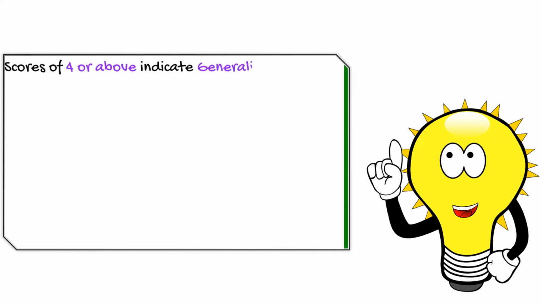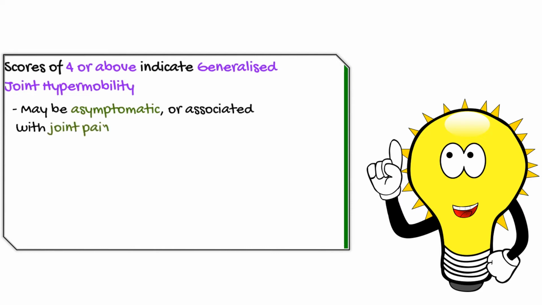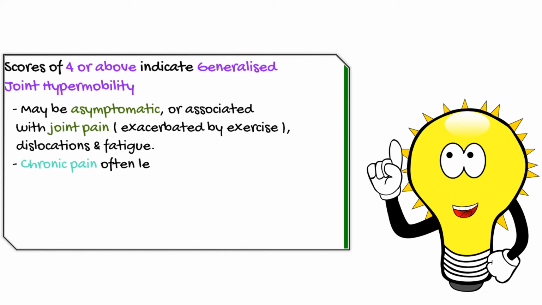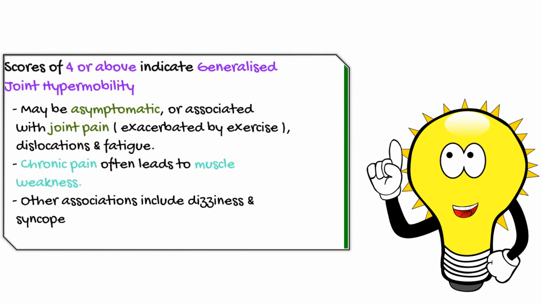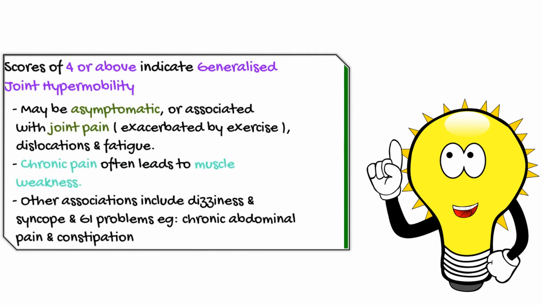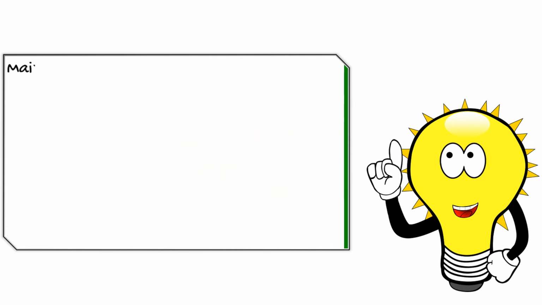Scores of 4 or above indicate generalized joint hypermobility. It may be asymptomatic or associated with joint pain that is exacerbated by exercise, dislocation, and fatigue. Chronic pain often leads to muscle weakness. Other associations include dizziness and syncope and gastrointestinal problems. Example, chronic abdominal pain and constipation.